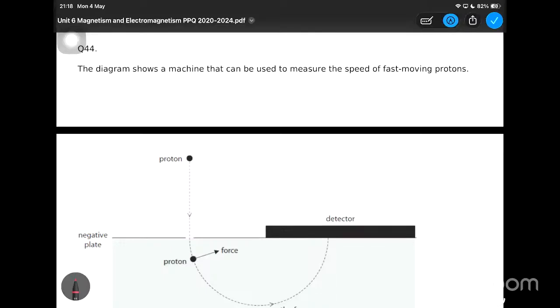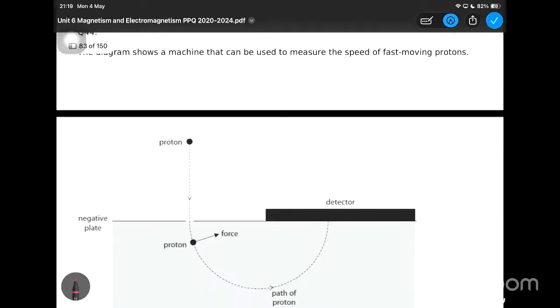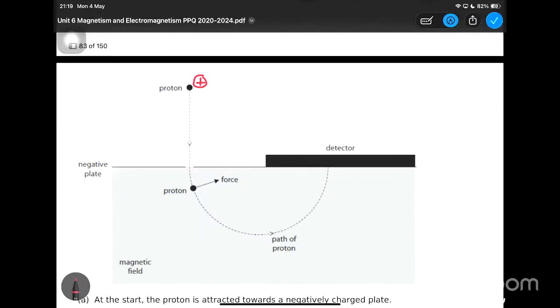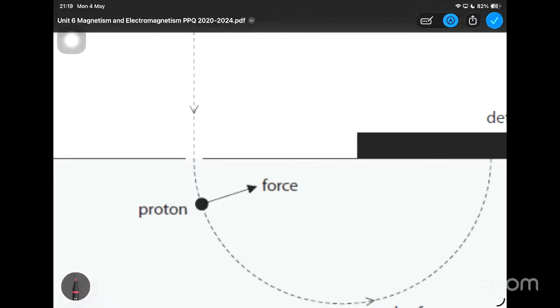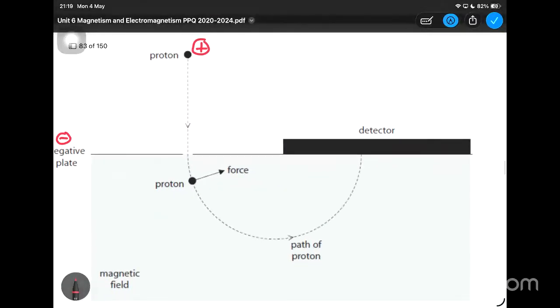Okay, so the diagram shows a machine that can be used to measure the speed of fast-moving protons. So we are dealing with the protons here, the positive ones. Here you can see there's a negative plate, so the positive ion will be attracted towards the negative plate. And here there's a small slit or a hole. From that hole, the proton enters.